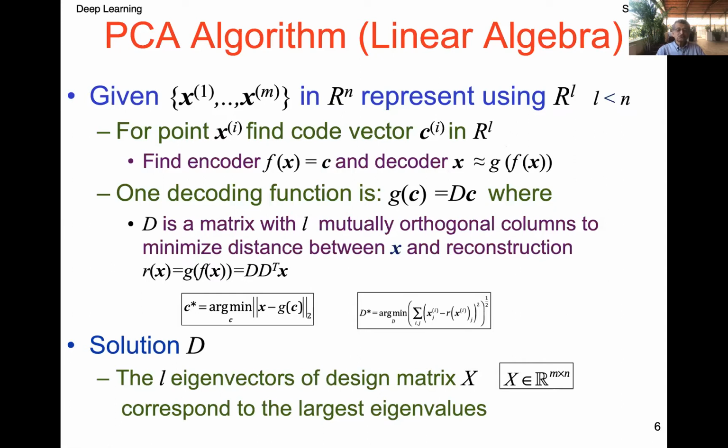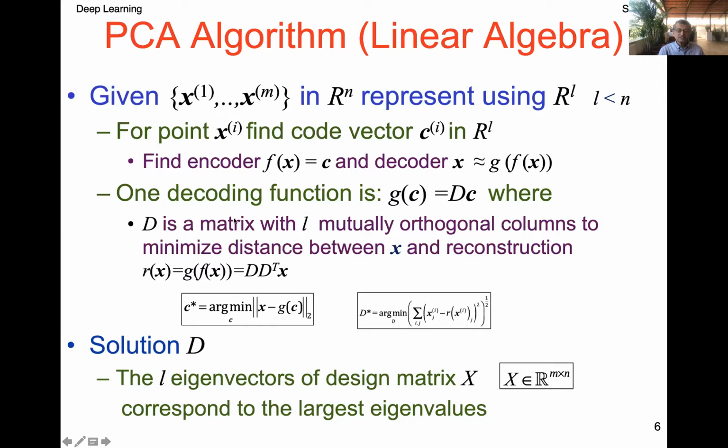So we don't want to find arbitrary mappings. We want something that makes sense. It's possible to recover to some extent. We're saying approximately equal to, because we had lost some information when we went from high dimensional to low dimensional space. So we would like to approximately come back. It turns out one decoding function, what is this g function, is g(f(c)) equal to Dc. So we can take the encoded version multiplied by a matrix D to get the original value back.